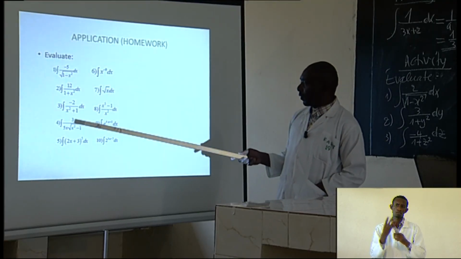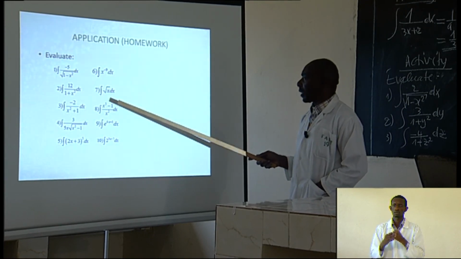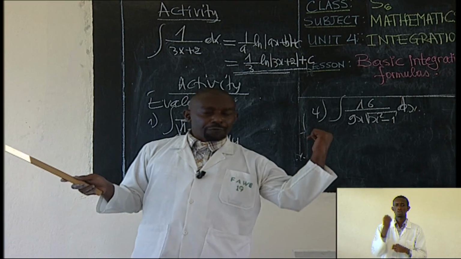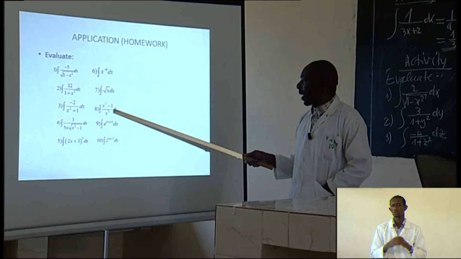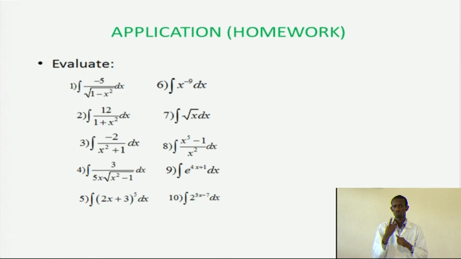Number 4, integral of 3 divided by 5x times square root of x squared minus 1 dx. 5, integral of 2x plus 3 raised to the power 5 dx. 6, integral of x power negative 9 dx. 7, integral of square root of x dx. This square root of x can be written as x power half, and you apply the formula, right? 8, integral of x power 5 minus 1 over x squared dx. Then 9, integral of e power 4x plus 1 dx. The last, the integral of 2 power 3x minus 7 dx.